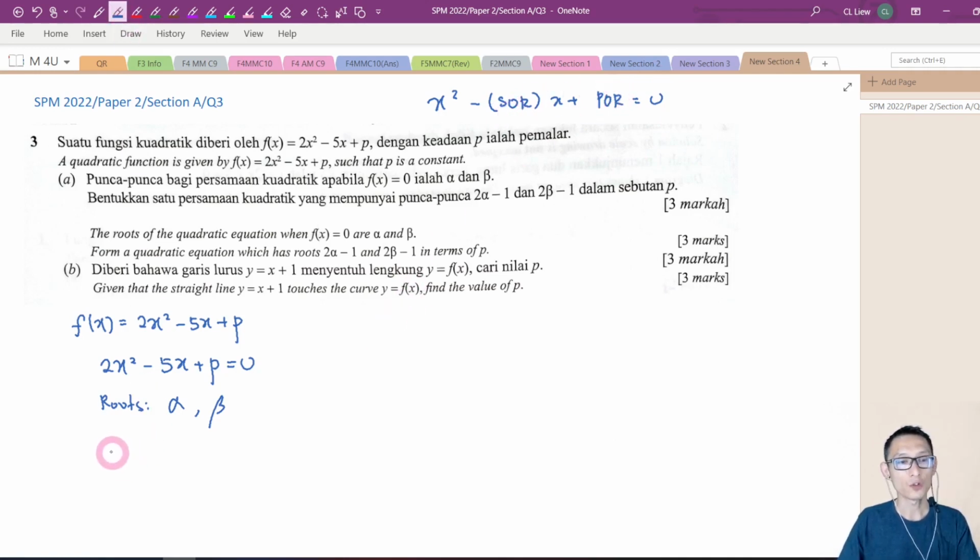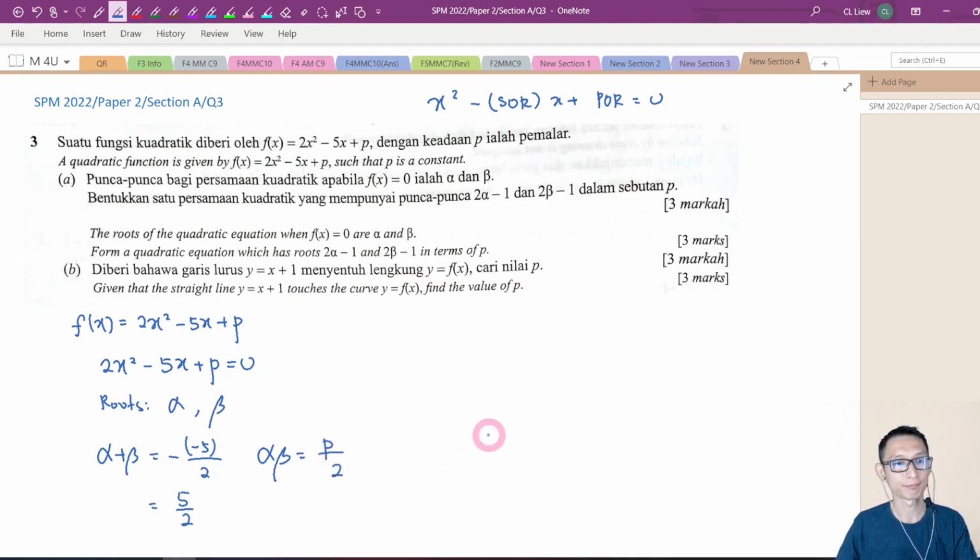Okay, what is the value of sum of root? Alpha plus beta is equal to negative b over a. Negative b over a. So negative become positive. 5 over 2. So what's the value of alpha times beta? Product of root, c over a. No negative, be careful. C over a. Okay, we just stop here.